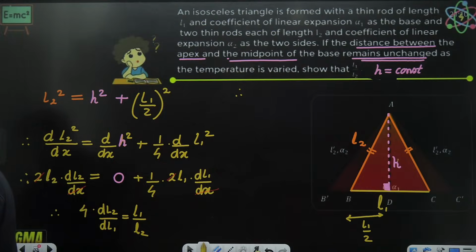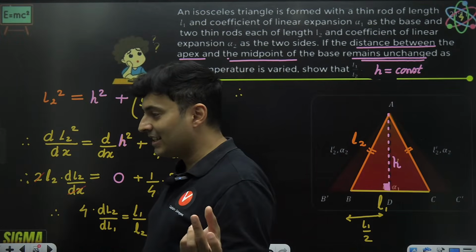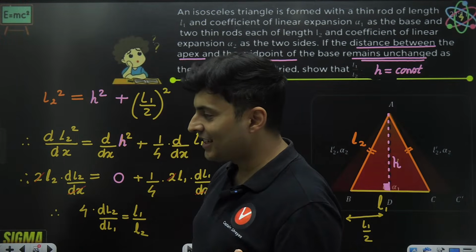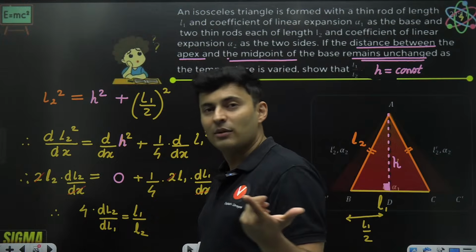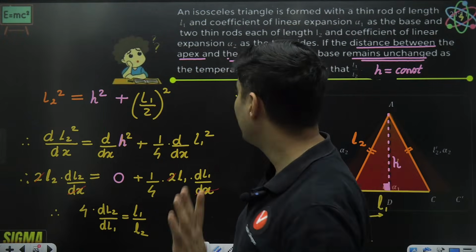What do I do now, guys? Think about it. What should I do? Yes, everyone. Yeah, dL1 and dL2 are nothing but the change in the lengths. And what is the formula for change in length? It is original length into alpha into delta t.